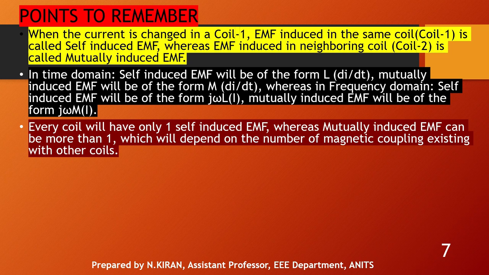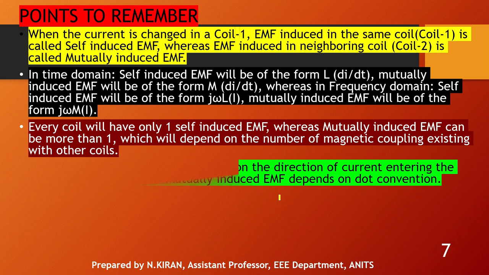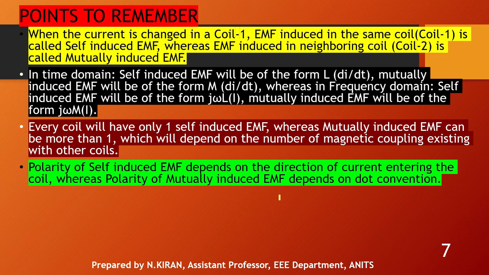The third point is that every coil will have only one self-induced EMF, whereas mutually induced EMF can be more than one, and that will depend on the number of magnetic couplings existing with other coils. The fourth point is that the polarity of self-induced EMF entirely depends on the direction of current entering the coil, whereas the polarity of mutually induced EMF will depend on the concept of dot convention.